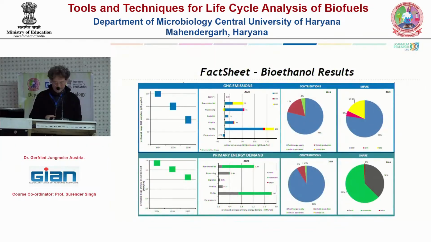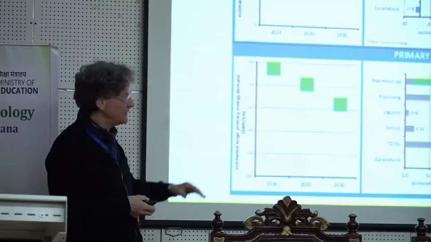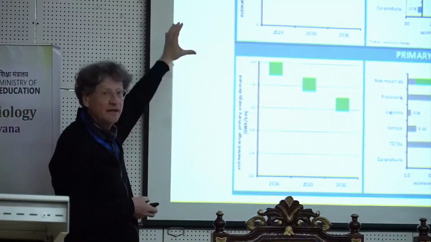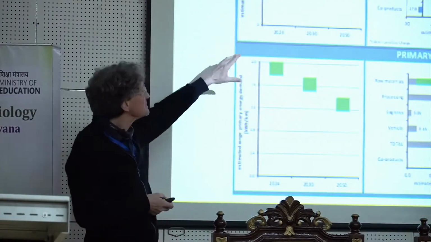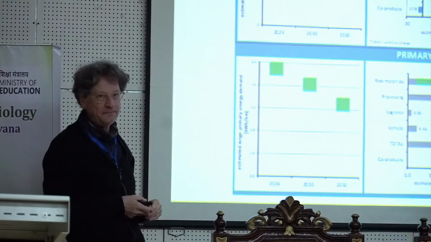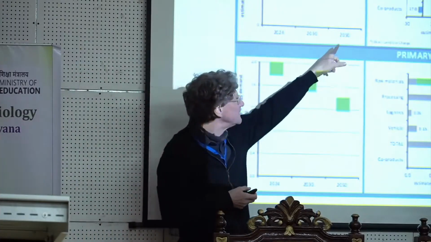So one of these graphs is the fact sheet, the lower part for bioethanol results. In this part here, these are the greenhouse gas emissions. So this is information about the greenhouse gas emission, and this is information about the primary energy demand. In that project, we have a strong focus on these two, and here you see the greenhouse gas emissions per driven kilometer. Yeah? And this is for today, this is for 2030, and this is for 2050.